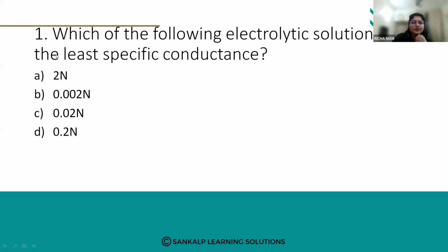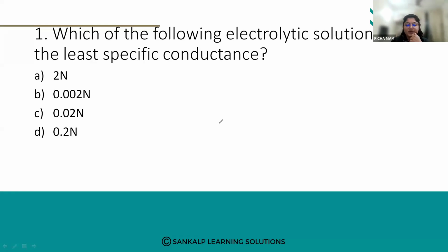Okay, Lubna has answered directly B. What about others? What is conductance? I've asked you. The question is, which of the following electrolytic solutions has the least specific conductance? Now, what is conductance? Conductance is nothing but the flow of current, through any liquid solution maybe. Now, what do you mean by specific conductance?